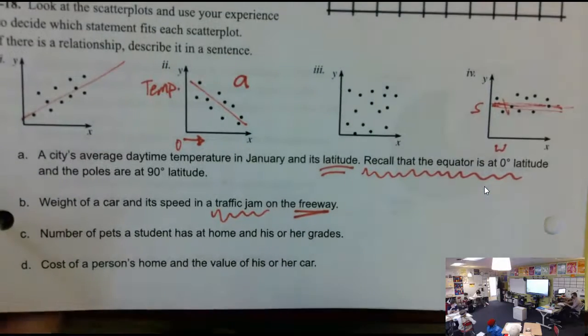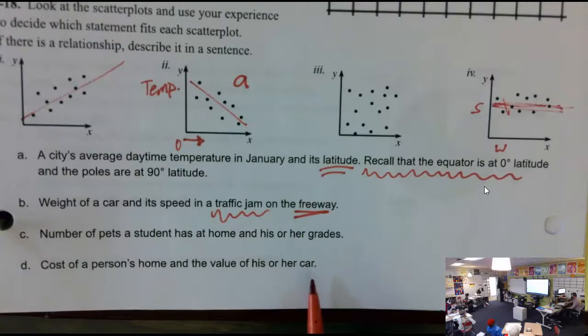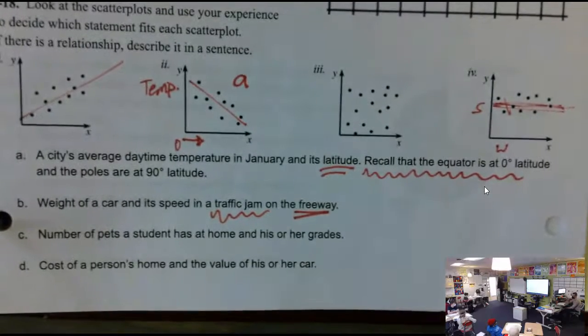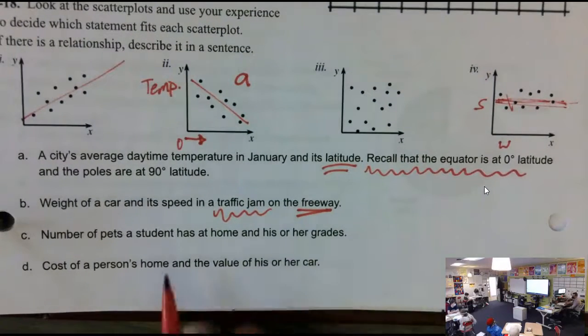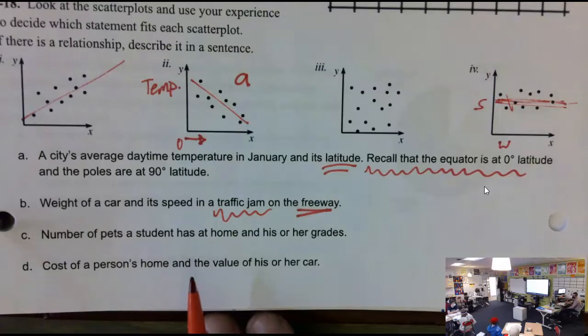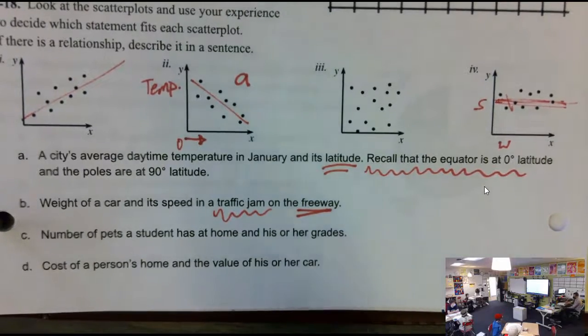The only one that I would really take a second look at is cost of a person's home and value of his or her car. You could argue if you spent a lot on your house, you don't have any money left for your car, but here's the reality. People who are spending a lot on both of these things are probably just in debt up to their eyeballs, which is okay. You can be in a lot of debt and be managing it just fine, or not managing it very well.